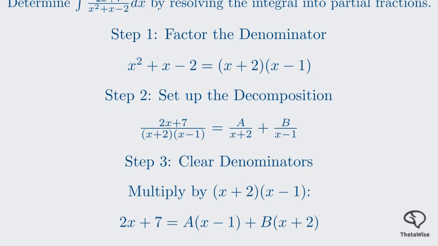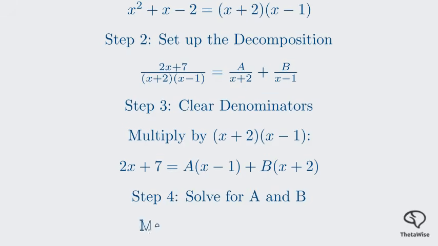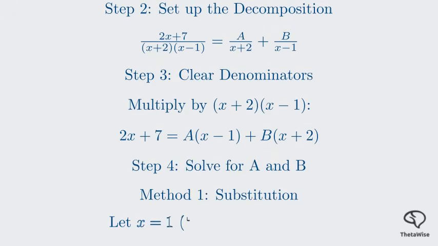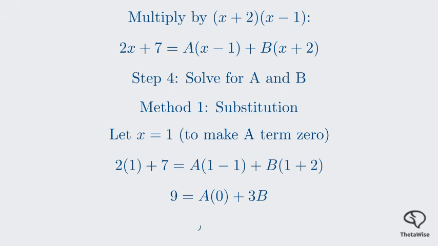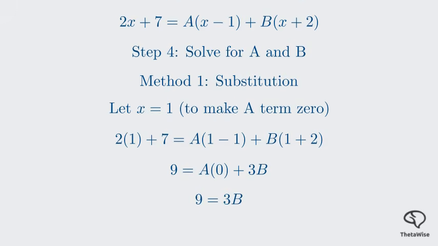We choose values of x that make one of the terms on the right side 0. Let's start by letting x equal 1. This will make the term A times x minus 1 equal to 0. Substituting x equals 1 into our equation gives us 2 times 1 plus 7 equals B times the quantity 1 plus 2. This simplifies to 9 equals 3B. Dividing by 3, we find that B equals 3.